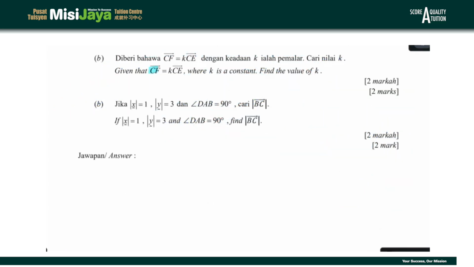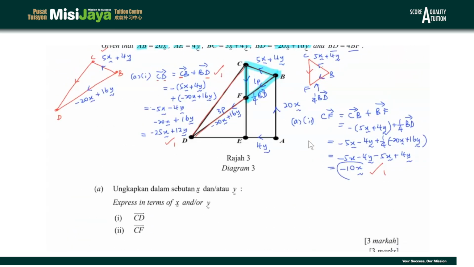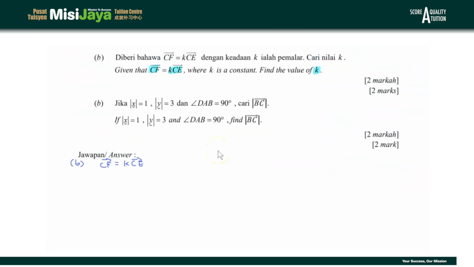Given that CF is equal to K times CE, where K is a constant, find the value of K, and this is 2 marks. Let's do this for B. They give you CF equals K CE. From the diagram, CF, just now you already got the answer from the top. CF is negative 10x. So I'm going to use it for question B, which is here at the bottom.